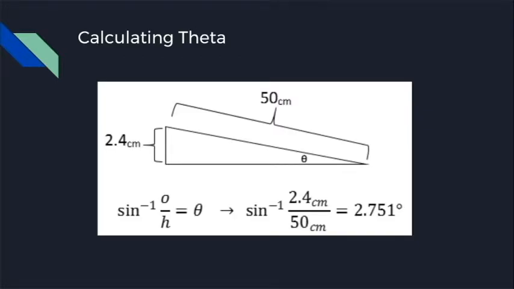The next step is calculating theta. We did this by first using our scale, which was 0.5 meters or 50 centimeters, and had that as our hypotenuse. We then were able to measure using that scale the leg of the triangle, which was 2.4 centimeters. From there, we were able to use the inverse sine function to find what theta equals. As seen, the inverse sine equals 2.4 centimeters divided by 50 centimeters, which will give us a theta of 2.751 degrees.